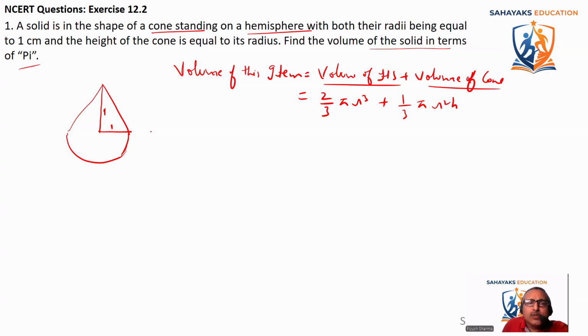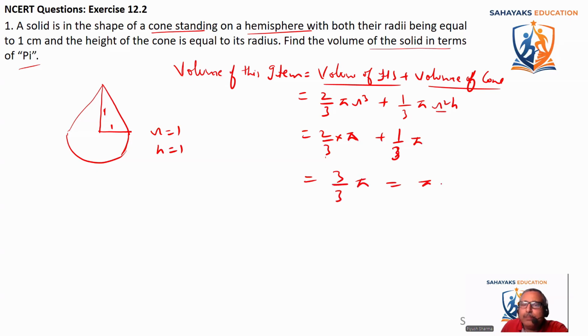Now the value of r is equal to 1, h is equal to 1. Let's put the values. It comes out to be 2 by 3 into pi into 1 cube, plus 1 by 3 pi into 1 into 1. Basically everything is 1. So now it is 2 by 3 pi plus 1 by 3 pi, which is 3 by 3 pi. So the answer comes out to be pi centimeter cube.